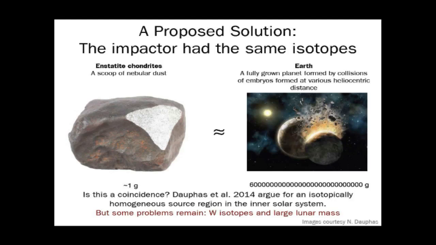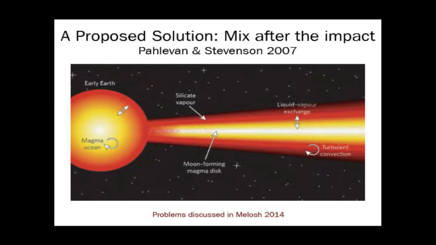it's an incomplete solution. The other solution that was proposed did not demand that the inner solar system be isotopically homogeneous, but suggested that the state of the Earth after the event was such that the disk and the Earth could mix mass. And if that were so, then a chemical difference in the disk compared to the Earth could be diluted so that the two could be the same, and that's what we see today.